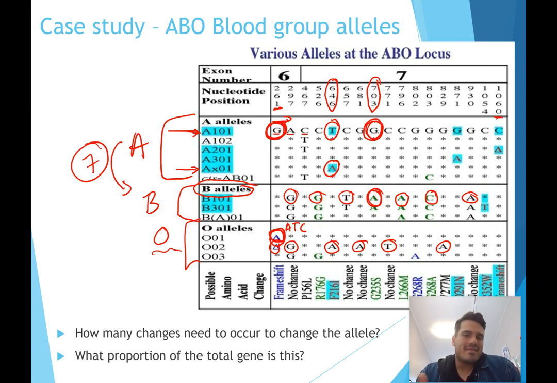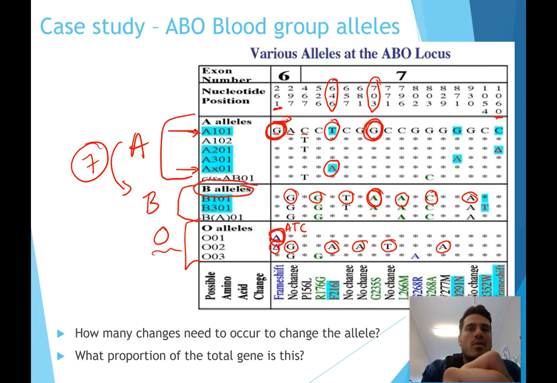So the number of changes that need to occur, sometimes they're really small, sometimes there are lots and lots of changes, sometimes you have to change whole chunks of the DNA. If we were to think of what proportion of the total gene this is, we're actually still talking about a very small proportion.